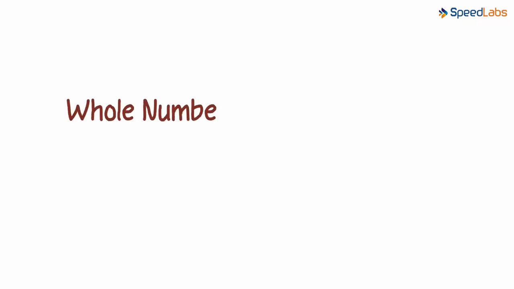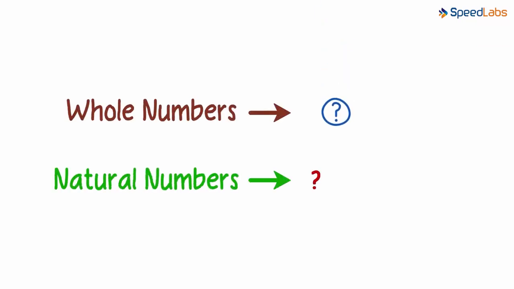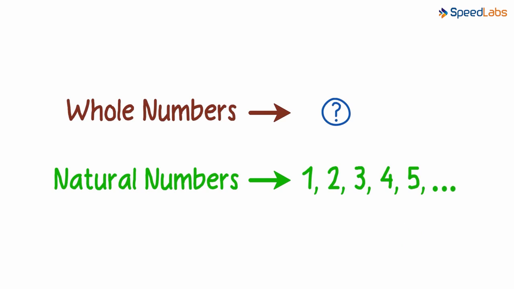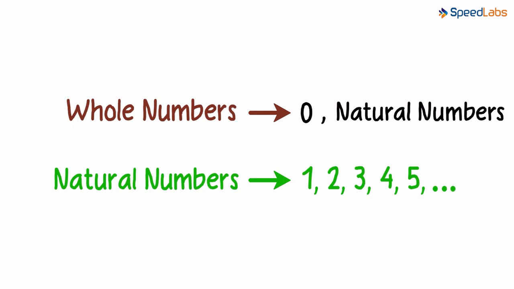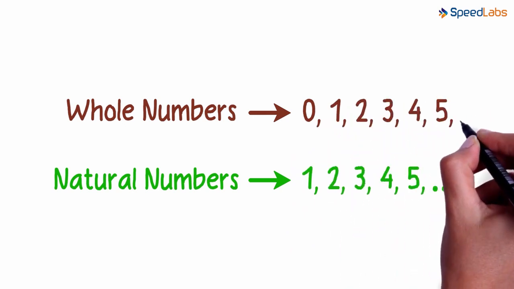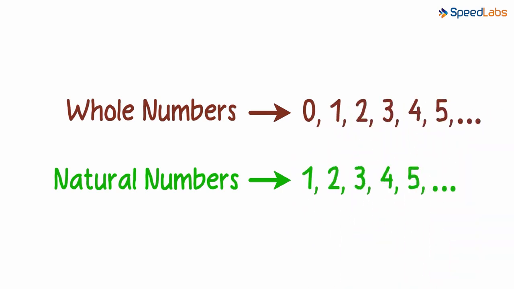What are whole numbers? We know now what natural numbers are. We talked about them in the previous video. 1, 2, 3, 4, 5 and so on are natural numbers. It's very easy to understand what whole numbers are. The natural numbers along with 0 are called whole numbers. Yes, 0, 1, 2, 3, 4, 5 and so on form whole numbers.